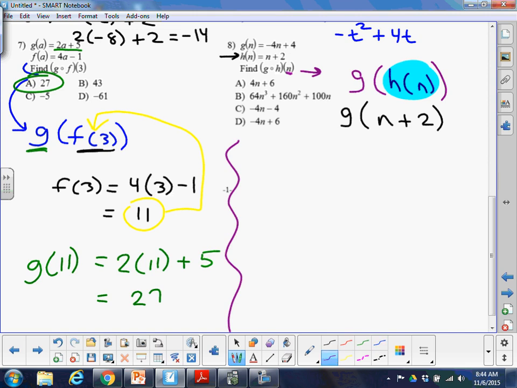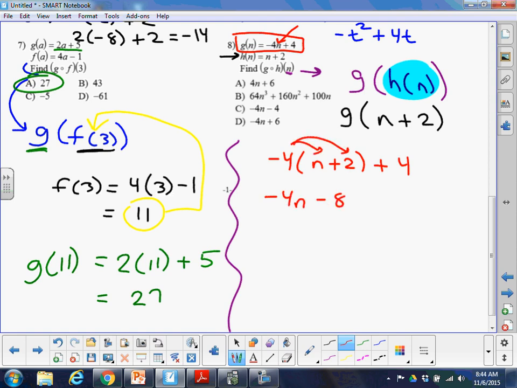And g basically says, let's get a color here. Here's the rule for g. g of anything is negative 4 times the thing plus 4. So this is going to be negative 4 times, and this n plus 2 is becoming that n now. And then there's still a plus 4 on the outside. We will just do our little simplification here. Negative 4n, distributing, right? And then minus 8, plus 4. So negative 4n minus 4.